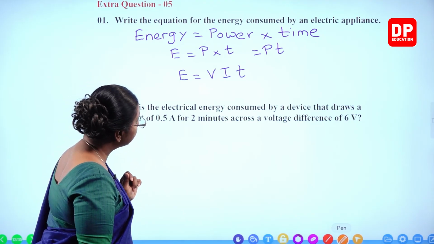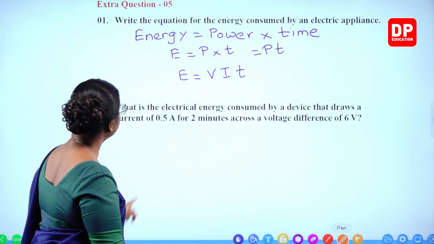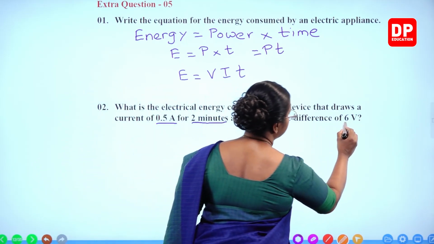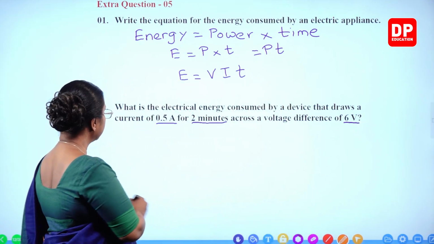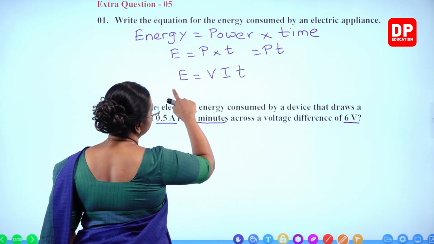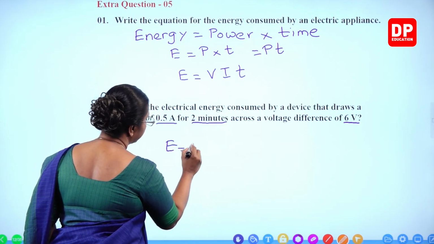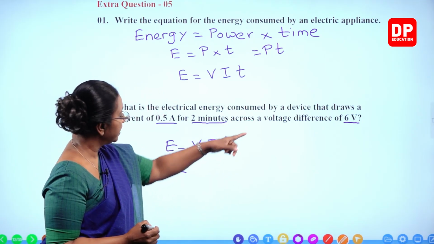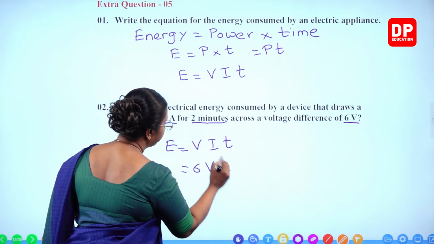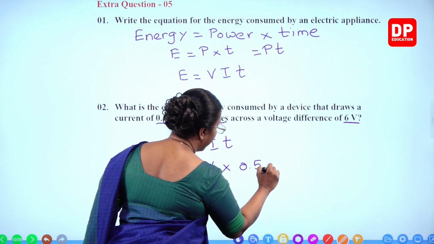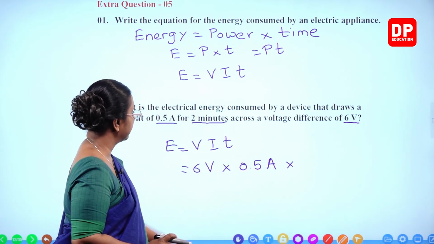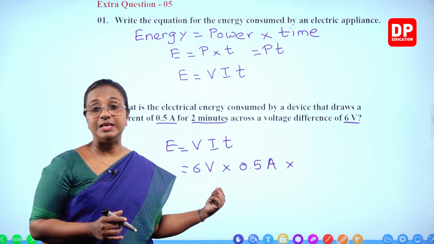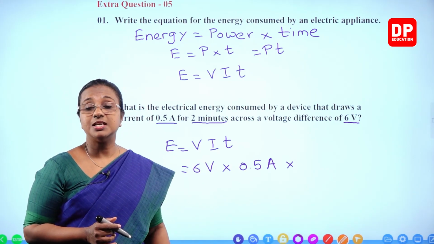What is the electrical energy consumed by a device that draws a current of 0.5 amperes for 2 minutes across a voltage difference of 6 volts? So here you know what equation to use. You have to use this one. Energy equals VIT. And here when we substitute, voltage difference 6 volts, current 0.5 amperes, that is also correct, the correct units. But time, you can see it is 2 minutes. But here the time has to be in seconds so that you get the energy in joules.